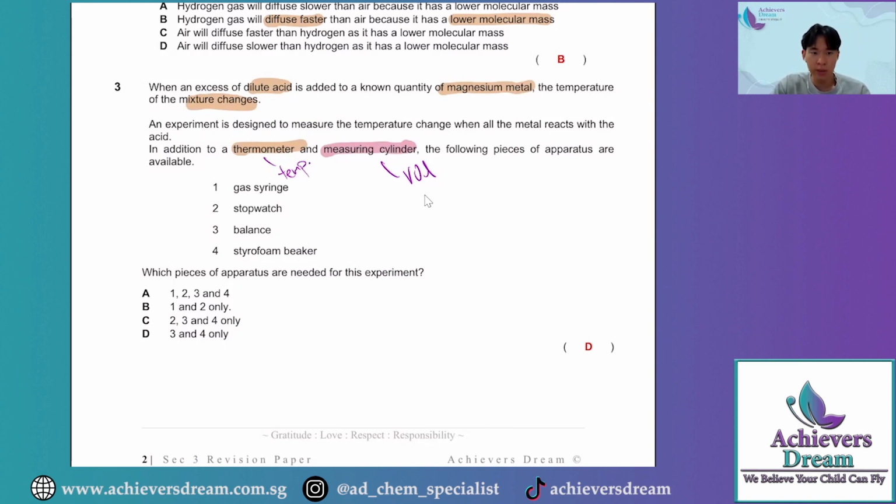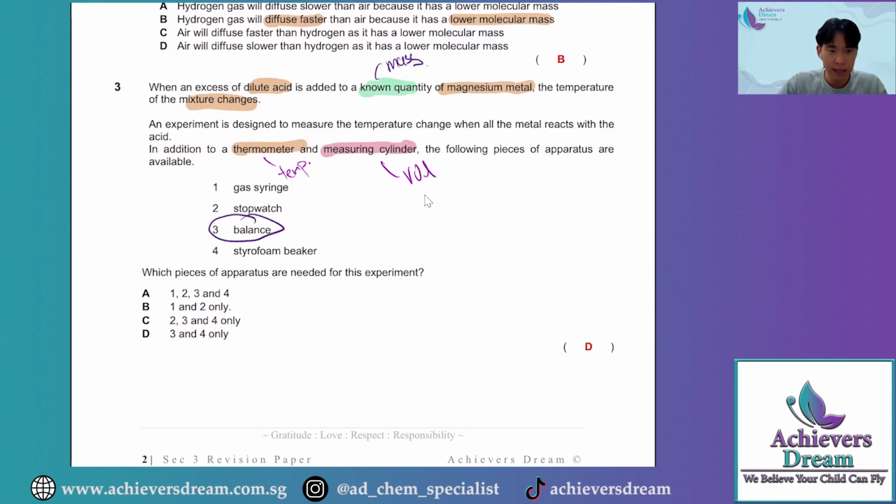Now, a known quantity of magnesium metal is reacted, right? So we have a known quantity. Let's highlight this, known quantity. So how do we know? How do we measure, right? To measure the quantity of the metal, we measure the mass, okay? So for first one, we need to measure the mass. And to measure mass, we will need a balance, okay?